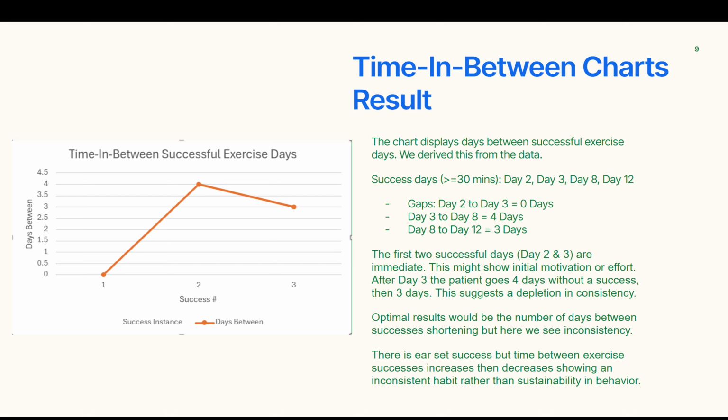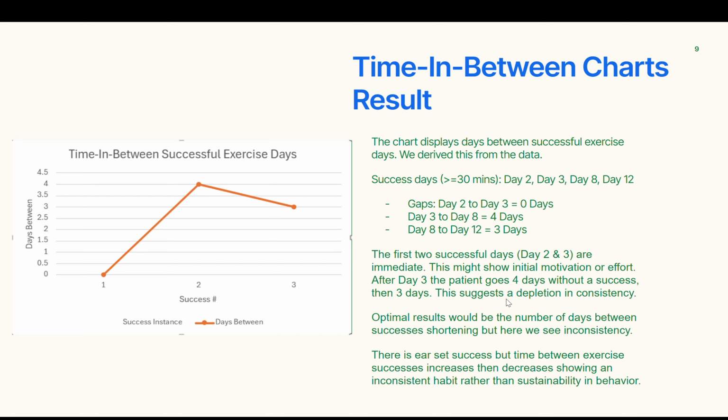So the first 2 successful days, day 2 and 3, are immediate. This shows initial movement or effort. And then after day 3, the patient goes 4 days without a success, as you can see right here. And then we see a depletion again, where the patient goes 3 days without a success. So this suggests a depletion in consistency.